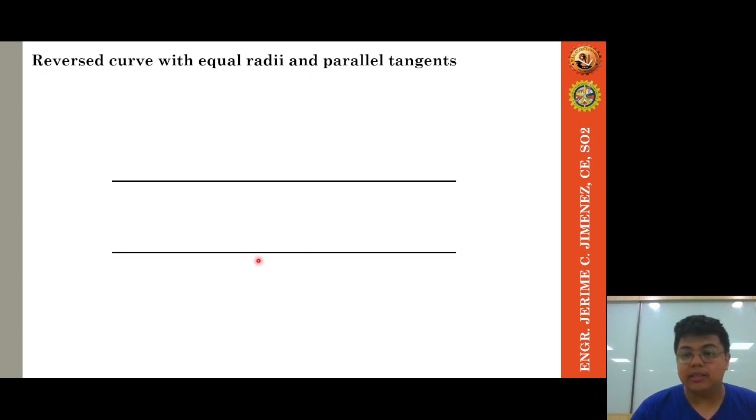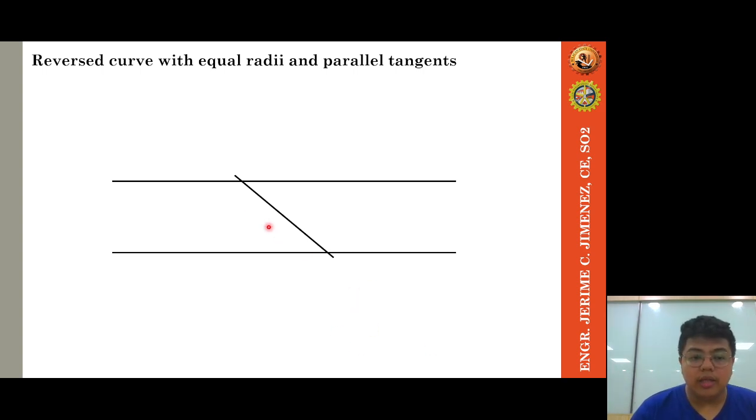And always, the back tangent and the forward tangent are connected by a common tangent. The line that connects the back and the forward tangent is the common tangent. Okay? Later on, we will discuss how we compute the common tangents.